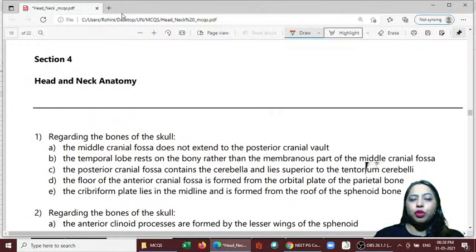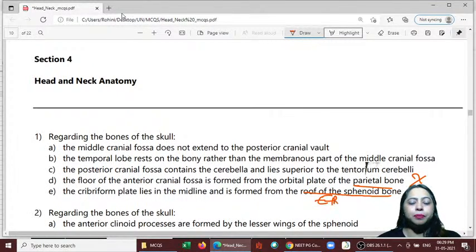The posterior cranial fossa contains the cerebellum and lies superior to the tentorium cerebelli. Is it superior to the tentorium cerebelli? What is the answer? Then the floor of the anterior cranial fossa is formed from the orbital plate of parietal? No. The cribriform plate lies in the midline and is formed by the roof of the sphenoid? No, it is the ethmoid. So this is also a wrong statement.